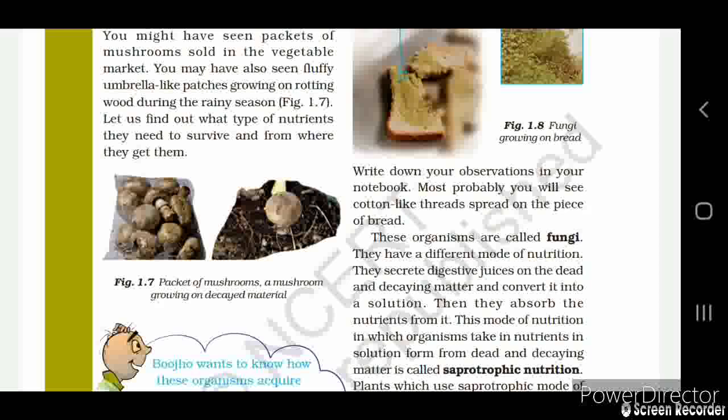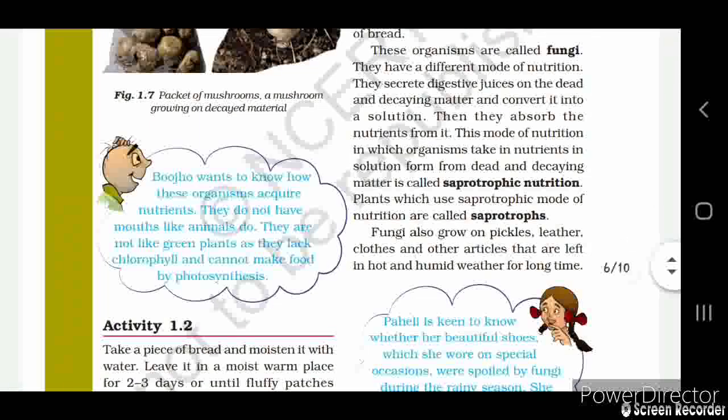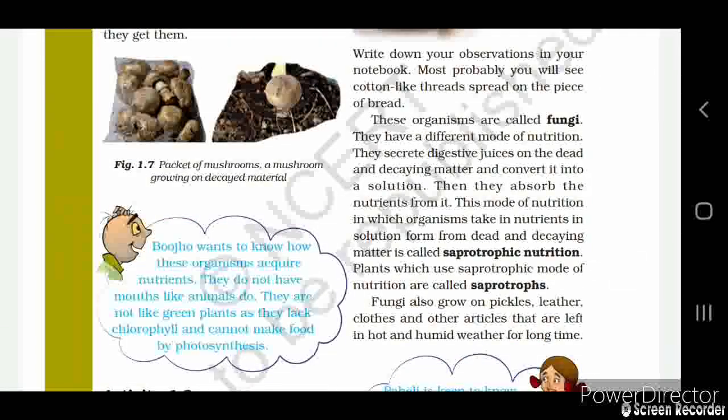Most probably you will see cotton-like threads spread on the piece of bread, and these organisms are called fungi. The fungi have a different mode of nutrition. They secrete digestive juices onto dead and decaying matter, and then convert it into a solution. This mode of nutrition, in which an organism takes its nutrients in solution form from dead and decaying matter, is called saprotrophic nutrition.